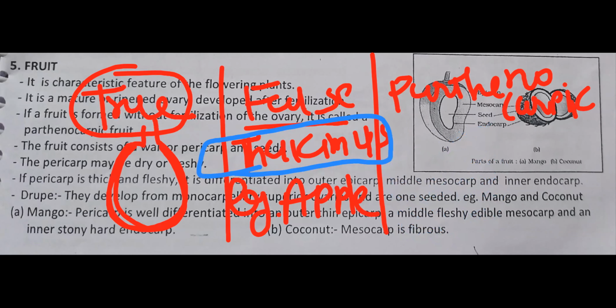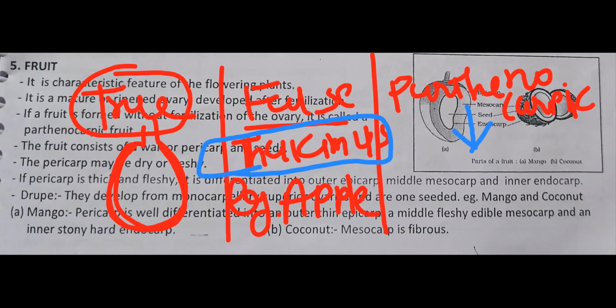The next type of fruit we call parthenocarpic fruit, meaning fruit formed without fertilization. Without fertilization, the ovary converts into fruit in which seeds are not formed. Remember, this type of fruit we call parthenocarpic fruit.